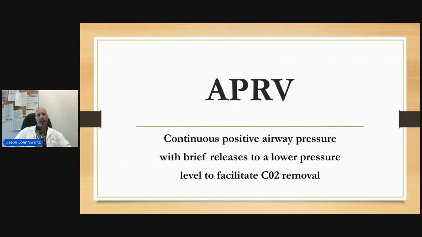don't think of APRV as breathing on 2 CPAP levels, a high CPAP considered P high and a low CPAP considered P low. What we're actually doing is we're breathing on the P high setting, the high CPAP phase, and we're creating very brief releases. These brief releases are brief enough that you're not losing the recruitment that's occurring on your P high setting, and it's just enough of a pressure gradient to help evacuate CO2 that's accumulated in your alveoli during the P high phase.